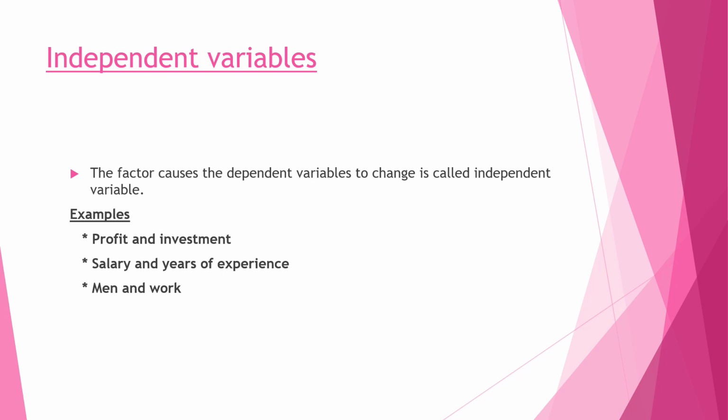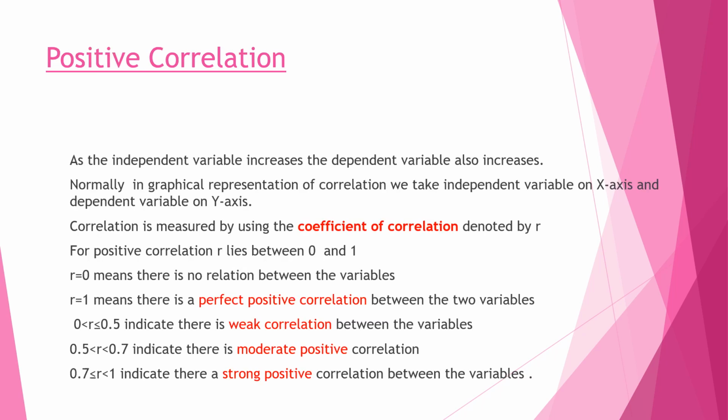Similarly, salary and years of experience. Salary depends on years of experience, where years of experience will be the independent variable. Men and work. When we have more men, definitely the work done will be more. So work depends on how many men are involved in the work. So men will be the independent variable and work will be the dependent variable. So that's all about independent variable and dependent variable. So, when we find the correlation between two variables, one variable should be independent and the other variable should be dependent.